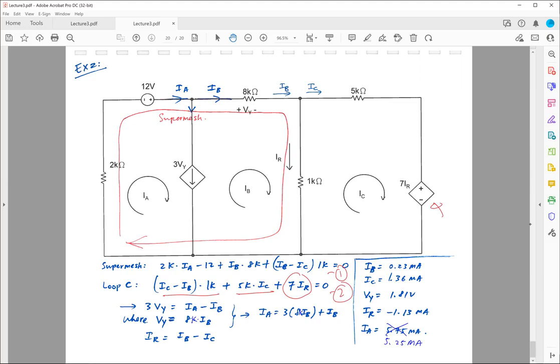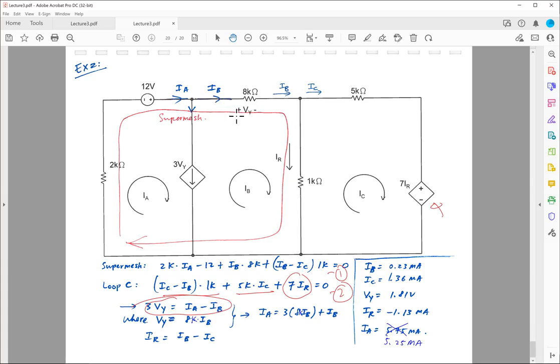Now I'm going to need another equation, and this equation has to relate IA and IB together. How do I do that? Similarly, I'm going to write a simple KCL over here, because this is the node shared by all these 3 different branches. The current going down is 3 times Vy. The current entering this node is IA, and the current leaving the node is IB. So 3 Vy is equal to IA minus IB.